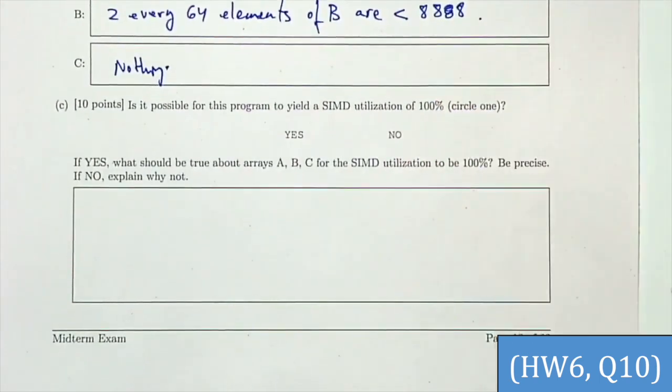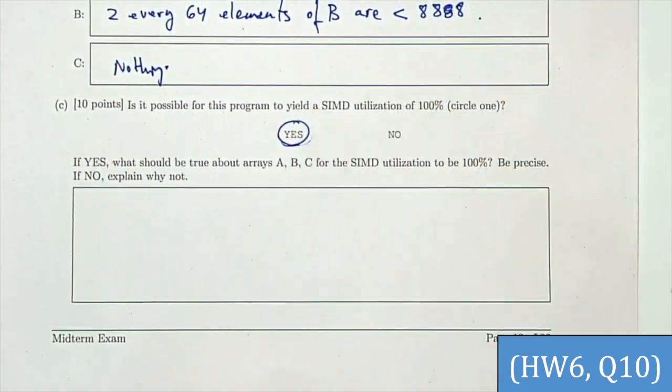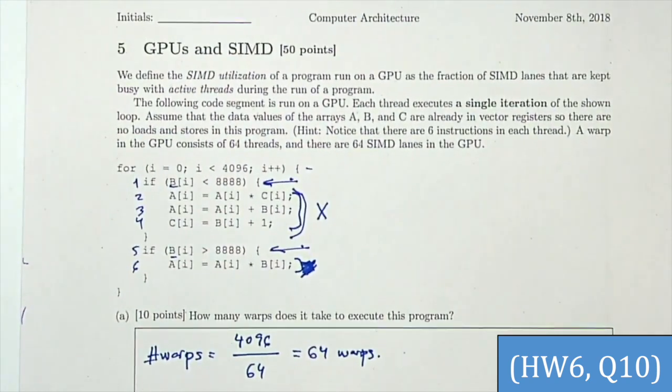Okay, part C. Is it possible for this program to yield a SIMD utilization of 100%? And the answer is yes. And why is that? So what it says, what should be true about A, B, and C for this to happen? Again, we don't care about A and C, we care about B, same as in the previous part. And if you want to have 100% utilization, essentially what you need is that all the 64 threads of a warp always go through the same path.